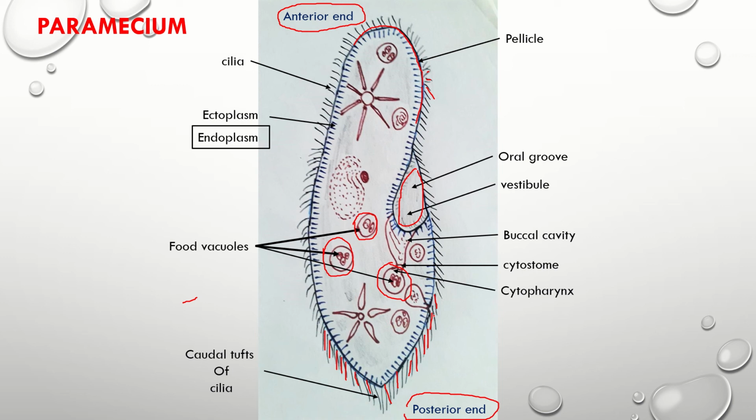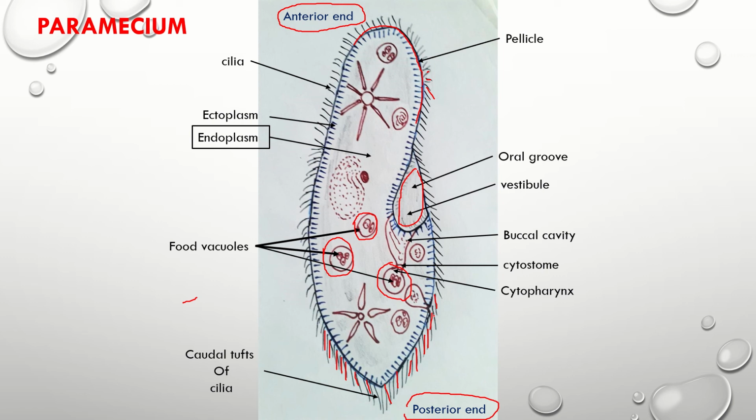Then endoplasm is found towards the inner side of the body. This endoplasm is a larger central granular semi-fluid zone, which covers the middle portion of the body. It includes many cell organelles like mitochondria, Golgi bodies, ribosomes, and food granules. All these materials can be found in the endoplasm. So cytoplasm is divisible into ectoplasm and endoplasm.